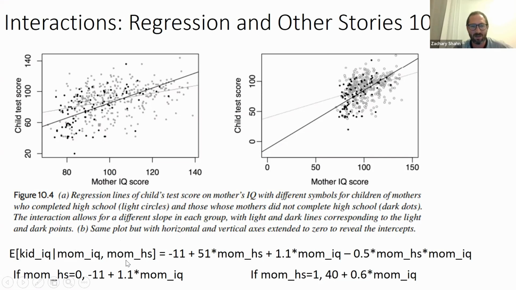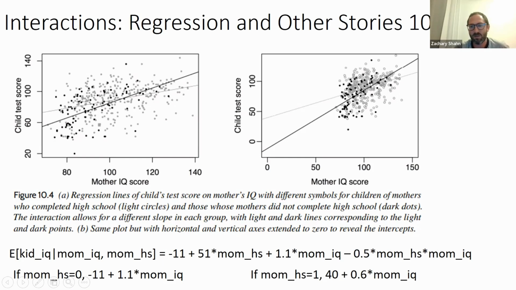The expected value of kid IQ given these variables in a model with an interaction is -11 plus 51 times mom high school plus 1.1 times mom IQ minus 0.5 times mom high school times mom IQ. So if mom high school is 0, this reduces to just -11 plus 1.1 times mom IQ, because this 51 times mom high school is 0, and then this interaction is 0, right?